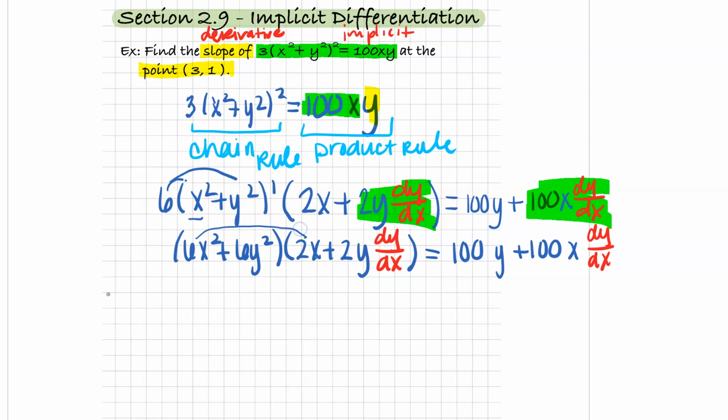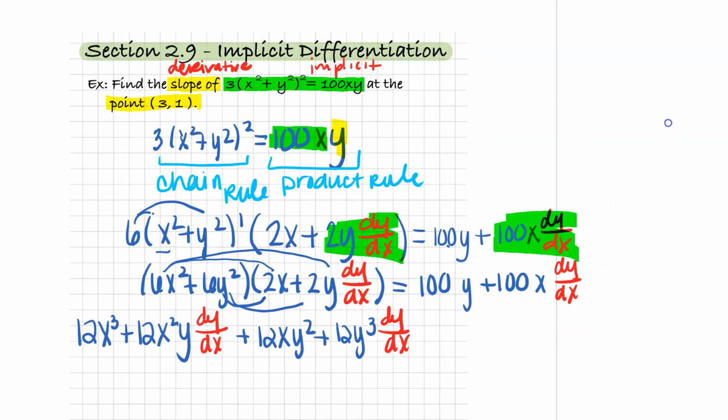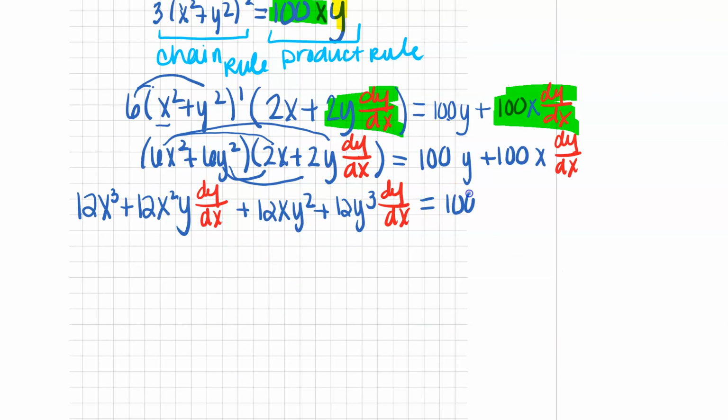So 6x squared times 2x gives me 12x cubed. 6x squared times this term gives me plus 12x squared y dy/dx. Plus, multiply these two, so that's 12xy squared, plus 12y cubed dy/dx. Now you can look at this and think, okay, traditional foiling or double distributing, can I put anything together? Well, no, none of our variables are really matching up that you can combine like terms. So I'm going to keep on bringing down this right side.